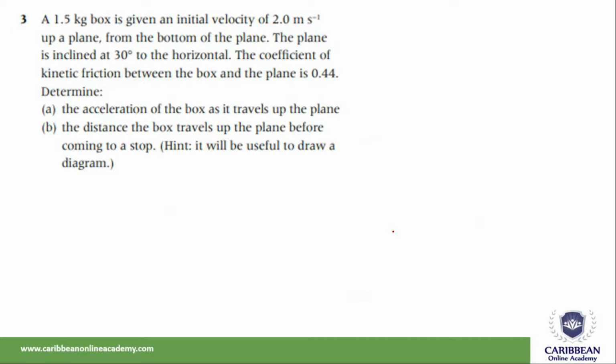All right, let's look at this question here. Let's tie in what we have learned, so to speak. It says that a 1.5 kilogram box is given an initial velocity of 2 meters per second up a plane, which is an incline, from the bottom of the plane. The plane is inclined at 30 degrees to the horizontal. The coefficient of kinetic friction between the box and the plane is 0.44. It says determine the acceleration as it travels up the plane, and they also want us to find the distance the box travels up the plane before coming to a stop.